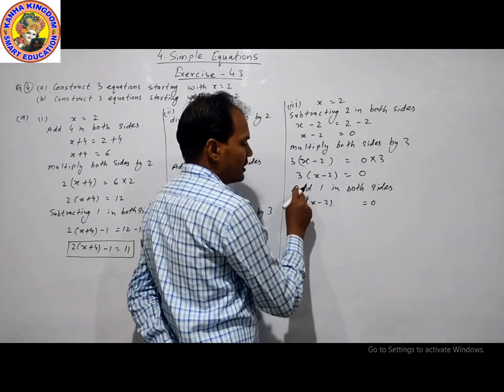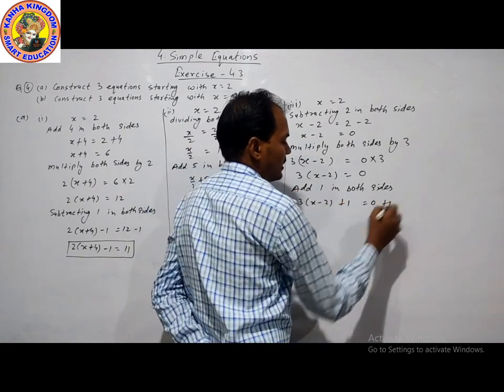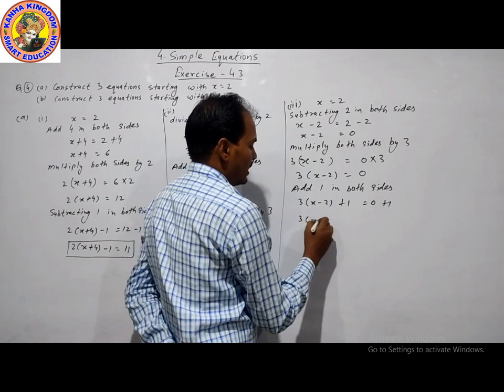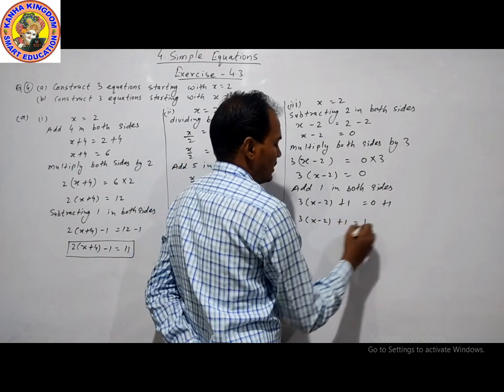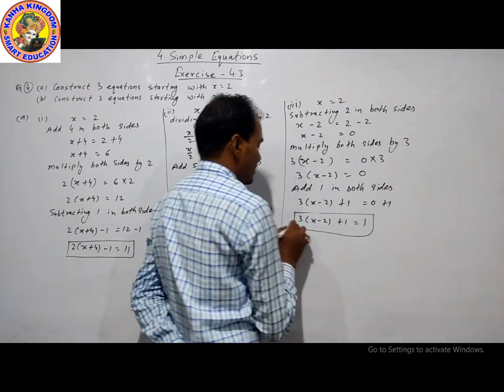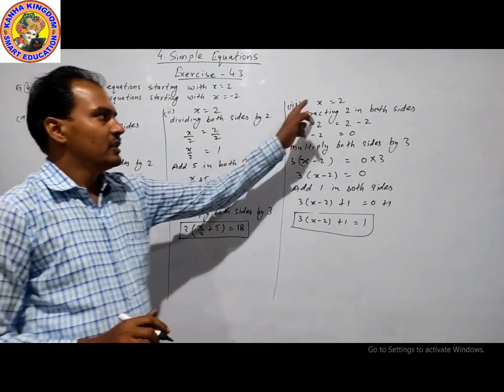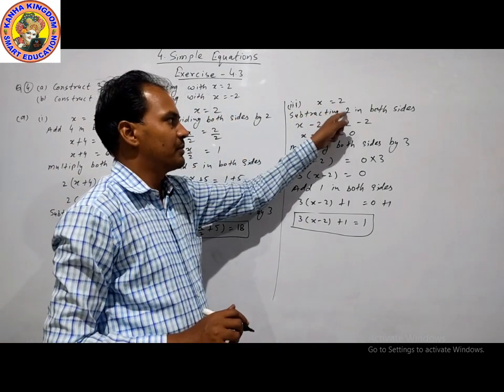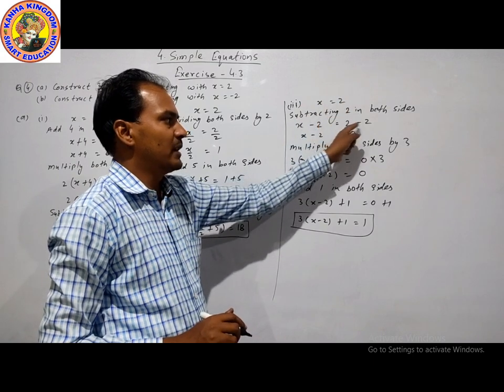This is our equation. Now we will add 1, plus 1 and plus 1. 3x minus 2 plus 1 is 1. This is our third equation. x is equal to 2. Now subtracting 2, minus 2 minus 2. 2 minus 2 is 0.